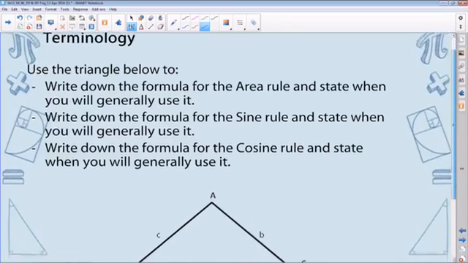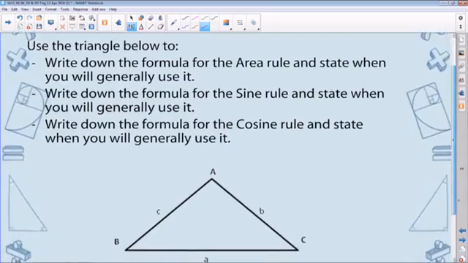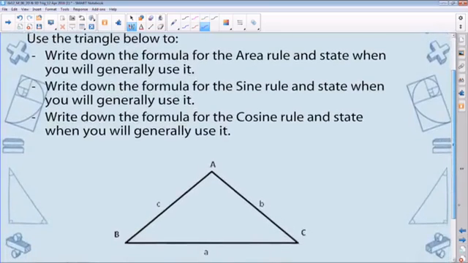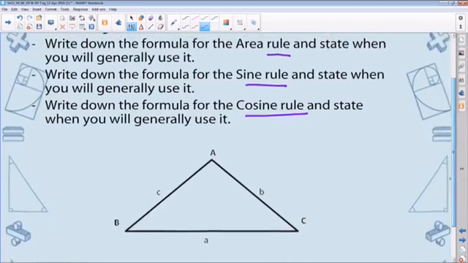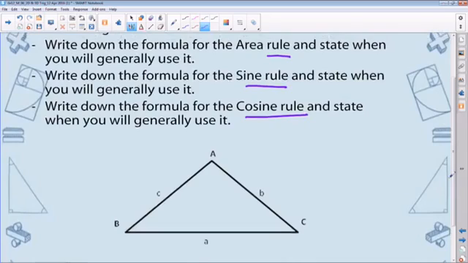If you have a look at this, I would like you to use the triangle below to firstly write down the formula for the area rule and then state when you will generally use it. Also write down the formula for the sine rule, state when you will use it, and then write the formula for the cosine rule, state when you will use it, and use the triangle ABC to assist you with that. We will give you 2 minutes to have a look at this.